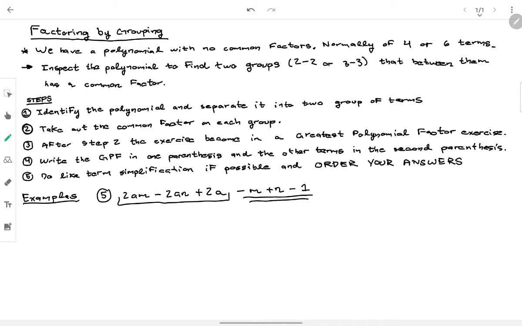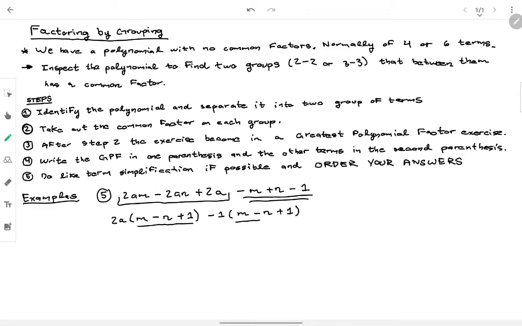So let's start with the first group. On the first group, I can take out a number 2 and also an a. So to become 2am, we need an m. To become minus 2an, we need a minus n. To become 2a, I need only a plus 1. So if we check this one, it's very similar to the other part, only with different signs. So for the second group of terms, I can take out a minus 1, and it's going to be to become minus m multiplied by m. To become plus n, it's going to be multiplied by minus n. To become minus 1, it's going to be multiplied by plus 1.